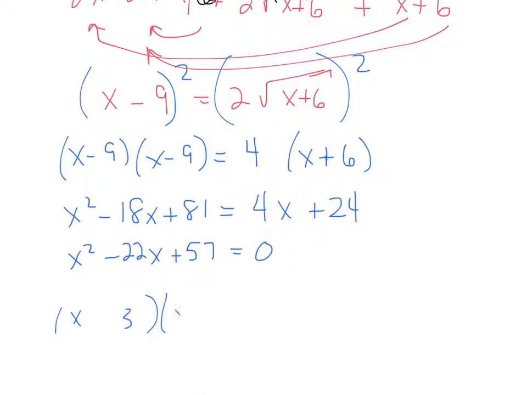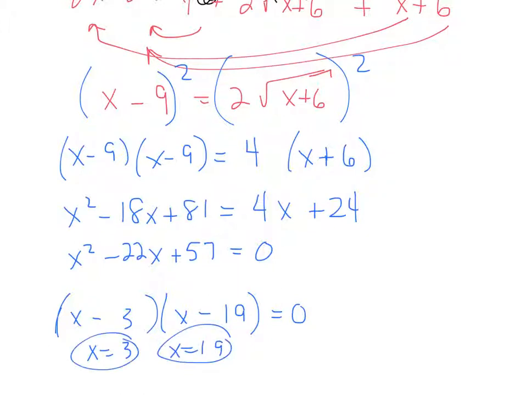Which gets positive, which gets the negative? 19 is negative. Why? Because you have a negative middle term. Oh, sorry, and the 3 is also negative. I should have said they're both negative or they're both positive. Because the last term is positive, they're both the same sign, and since the middle term is negative, they're both negative. So we get 3 and we get 19 as our answers. Okay, x equals 3 and x equals 19.